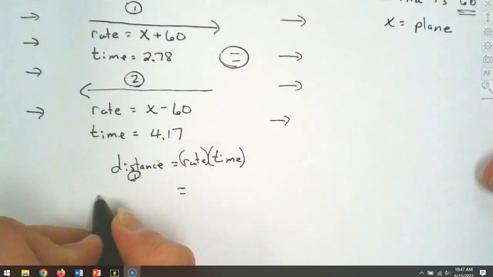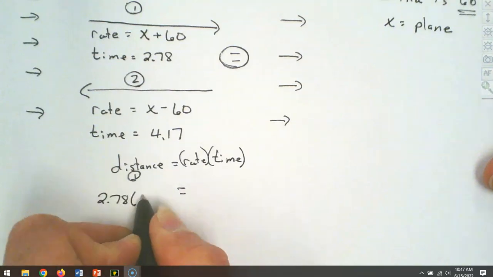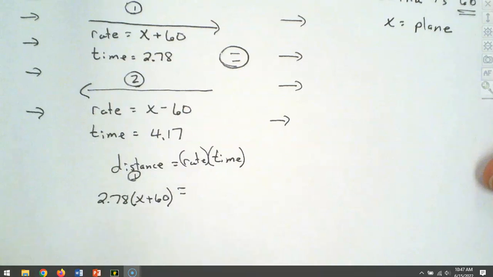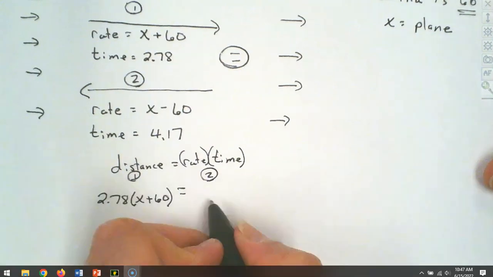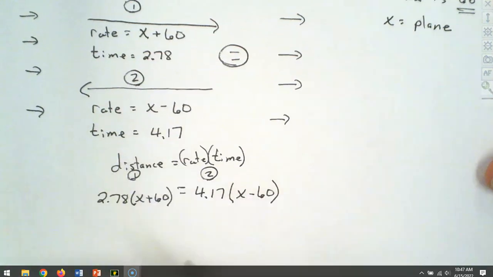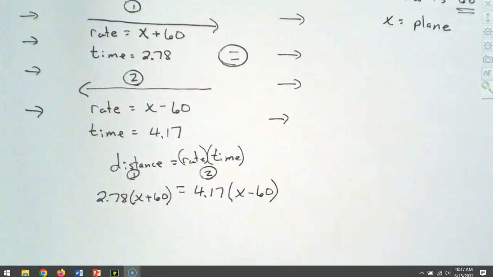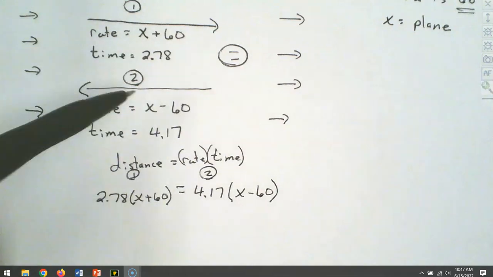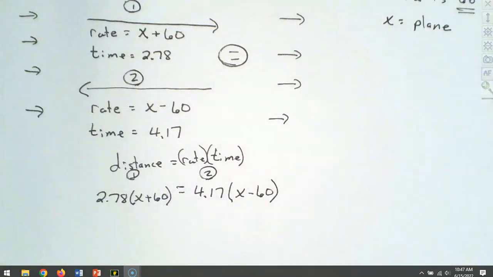So on our first one, they're going to equal each other. Our first one, that's 2.78 times x plus 60. And our second one, well, that is 4.17 times x minus 60. Does everyone see where those came from? We're just multiplying here, multiplying here. I'm going to go ahead and finish this one out, because this one actually wants the distance, not the rate or the speed of the airplane. It wants the distance. So let's go ahead and finish this one out.